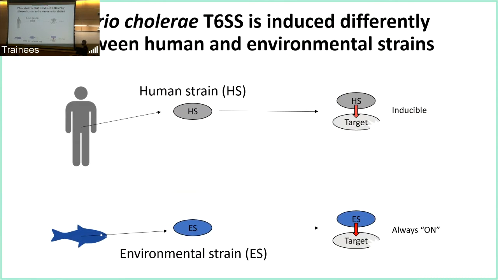We also have environmental strains, just like the feral cats. They are always angry. Their type 6 secretion system is always on for some reason. It kills the neighboring cell without any known environmental signal. It just kills all the time.